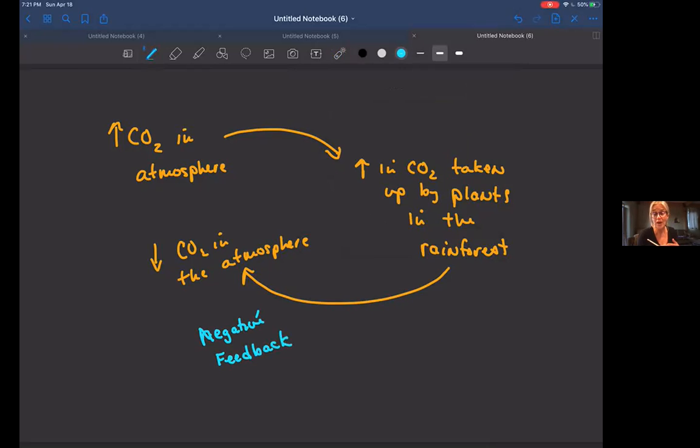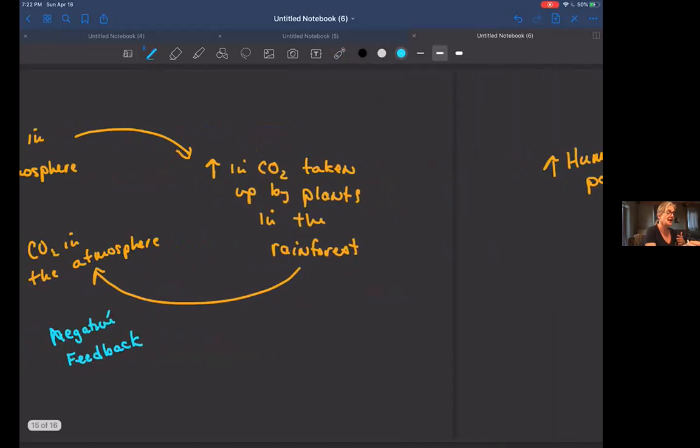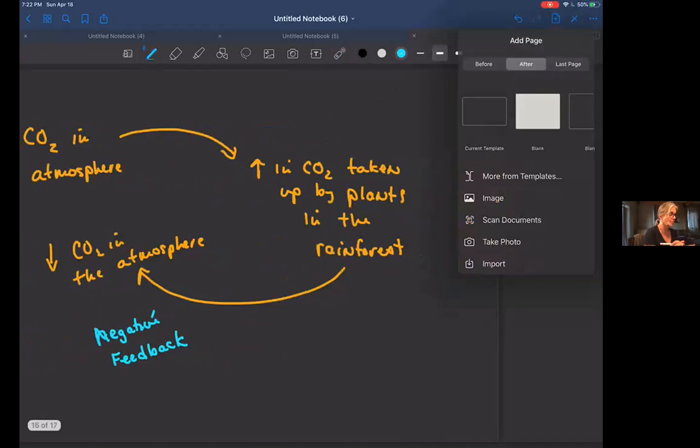This might be one way that our planet would help to maintain homeostasis in terms of temperature, in terms of the amount of CO2 in the atmosphere. So this is a good thing, even though it's called a negative feedback. It's a good thing because it helps to stabilize the system. So let's look at an example of positive feedback.